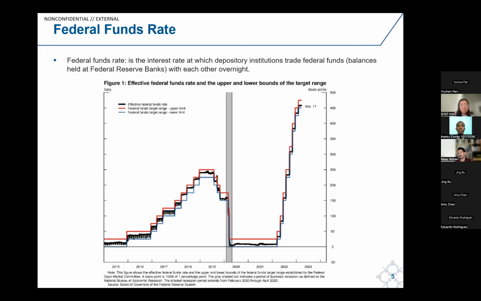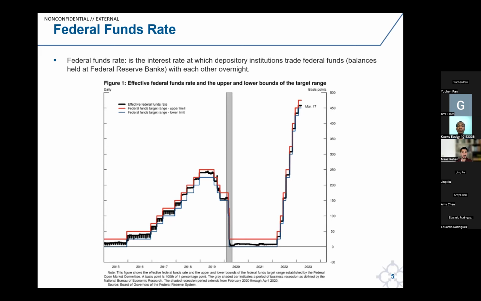And the effective federal funds rate is essentially determined by the market, but it's influenced by the Federal Reserve through open market operations to reach this federal funds rate target. So when the FOMC meets, you may hear in the news that the committee established a new target range for the federal funds rate.